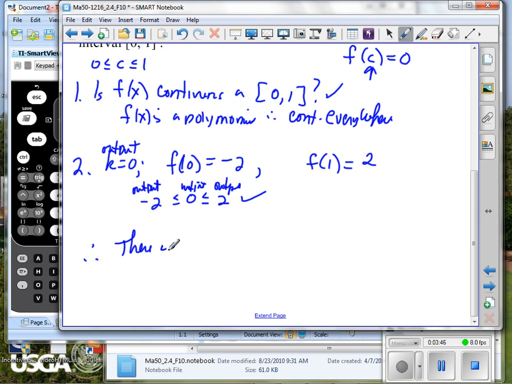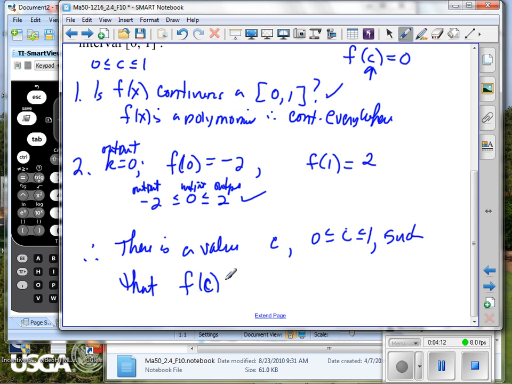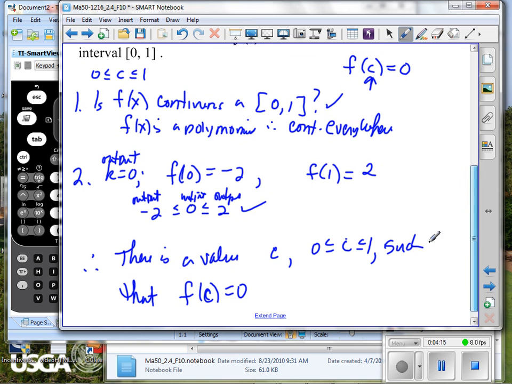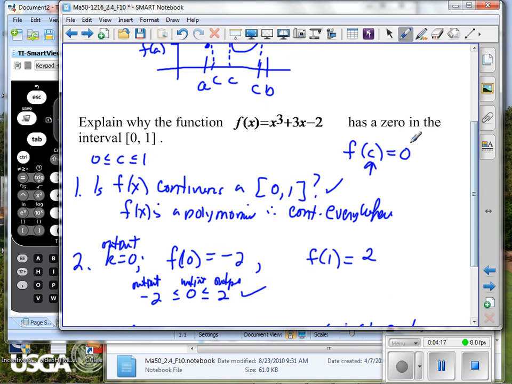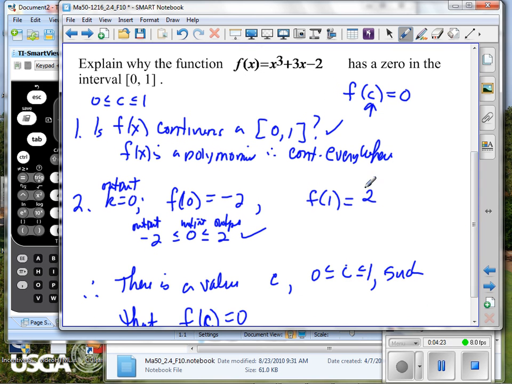there is a value c, and we have that c is 0 less than or equal to c less than or equal to 1, such that f of c is equal to 0. Now, why do I want it to be 0? Because it says prove that it has a 0 in there. That's what it's saying. It's telling me to prove that. Well, I have. It's continuous, and it lies between -2 and 2. Therefore, I know it's there.